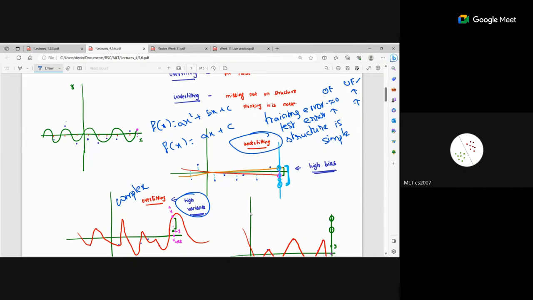If you're overfitting, it performs well on the training data because you're actually fitting each and every data point. But when you go for testing, your model will not perform well. Based on this, you can decide. Okay, thank you. This is very helpful.